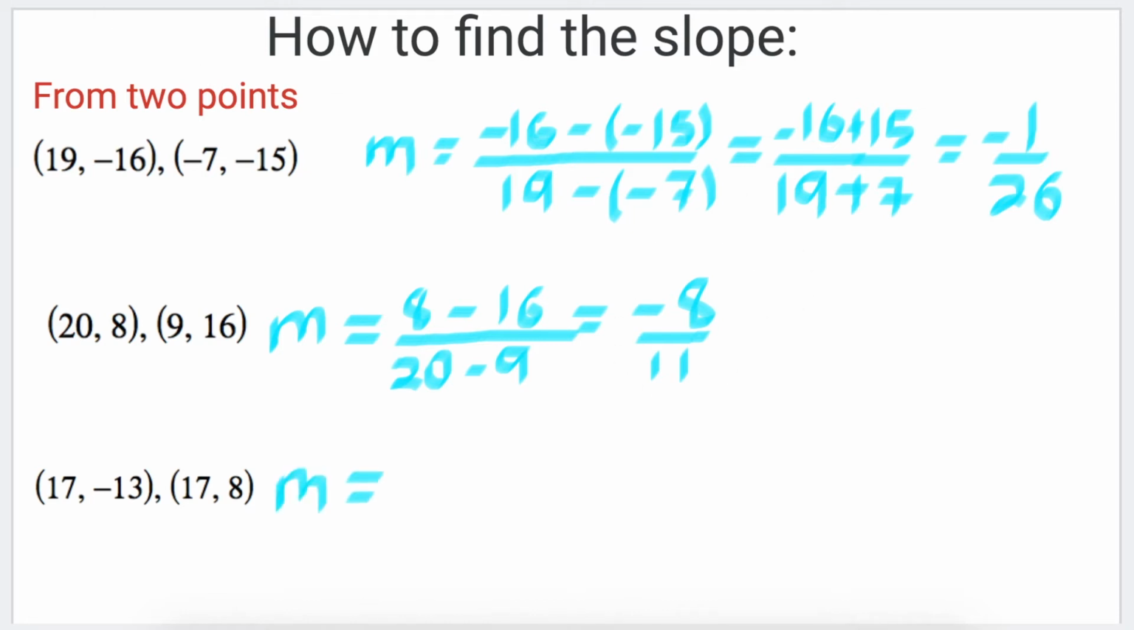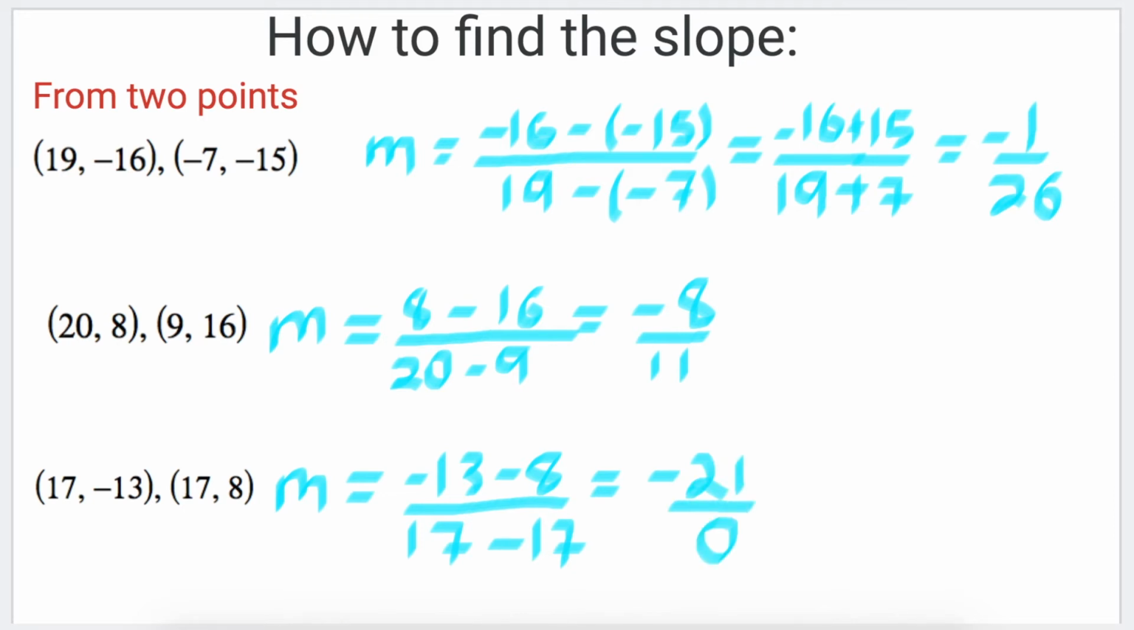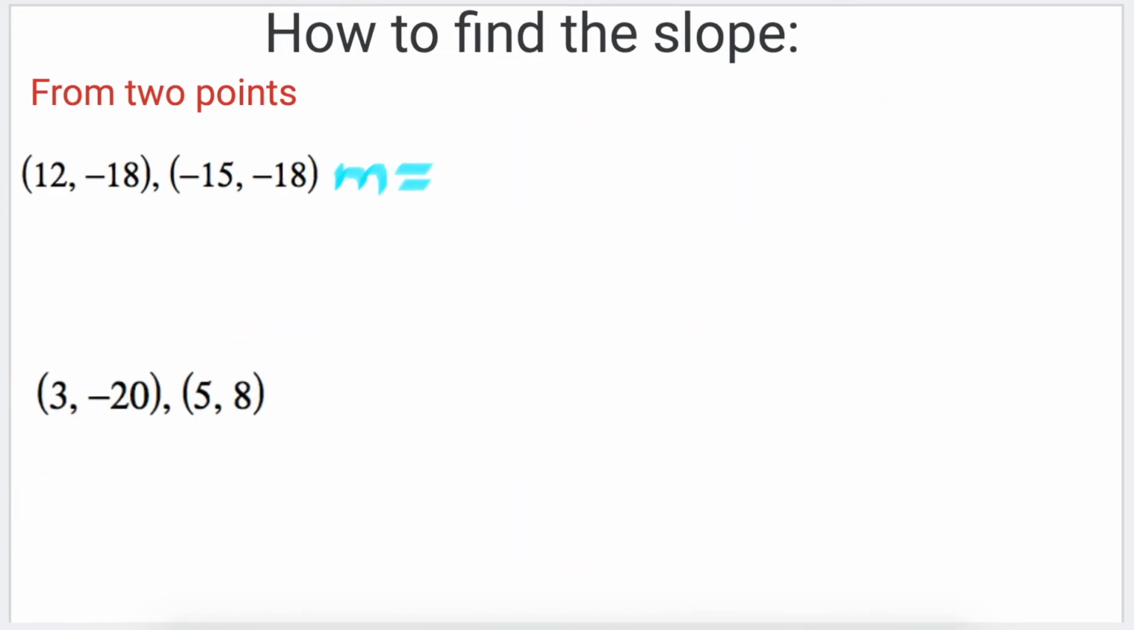In the last example, we're going to subtract negative 13 minus 8 in the numerator, and in the denominator we have 17 minus 17. Negative 13 minus 8 is negative 21, and in the denominator we're going to have a 0. So in mathematics you cannot divide by 0, so the slope in this case is described as undefined. Let's work on two more examples.